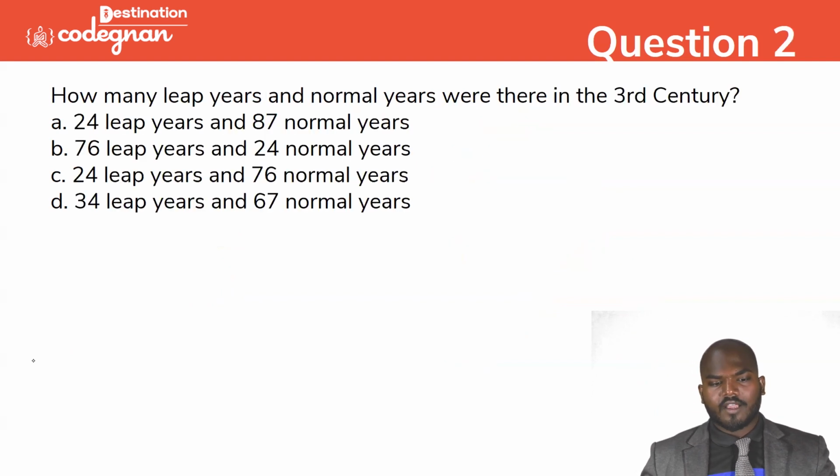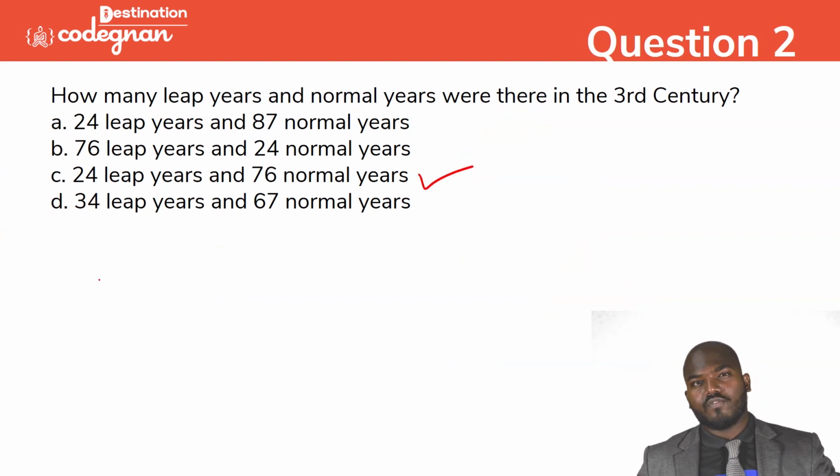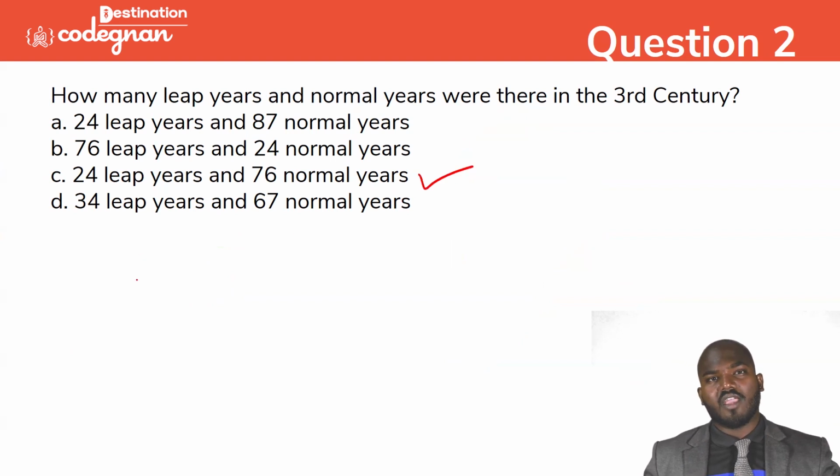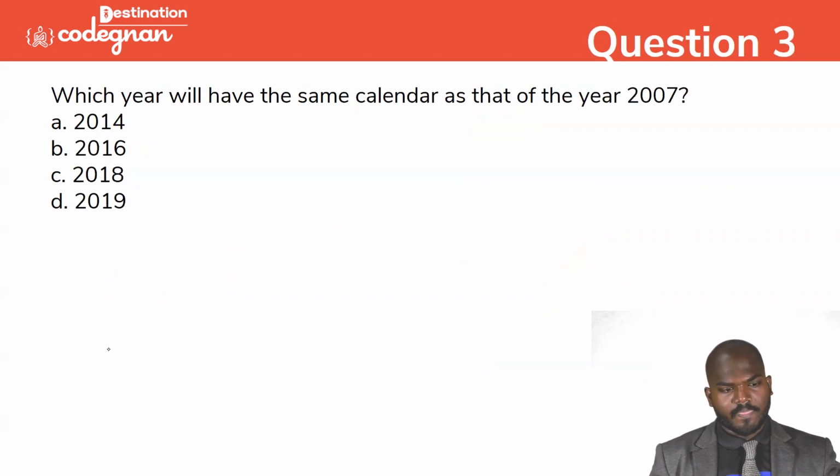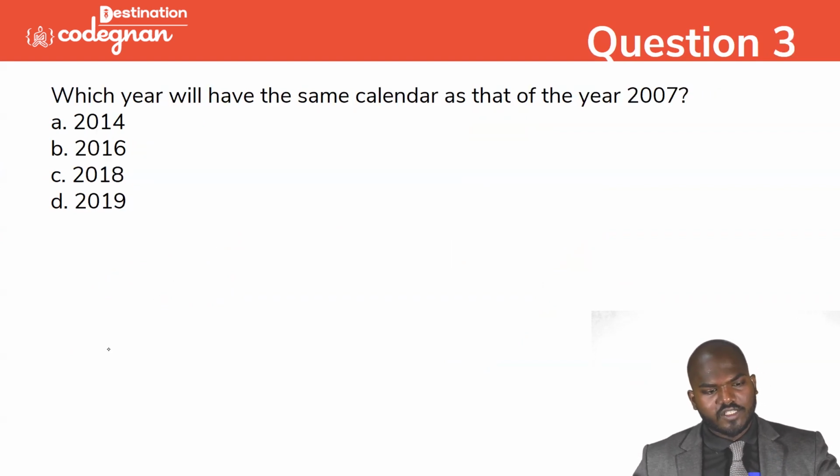So how many leap years and normal years are in the 300th century, that is the 3rd century, they are asking here? How many leap years and normal years will be there in the 3rd century? Obviously you will have 24 leap years and 76 normal years. So we learned this in the first step, right? The same steps are going to come for all the centuries as well. So going to the next question, which year will have the same calendar as that of the year 2000?